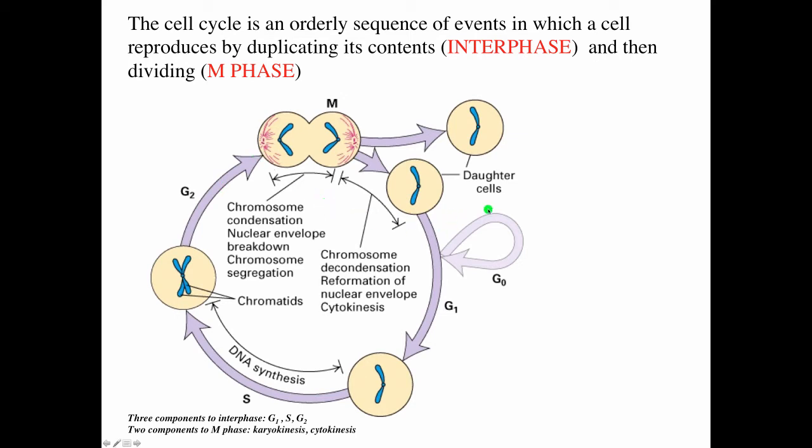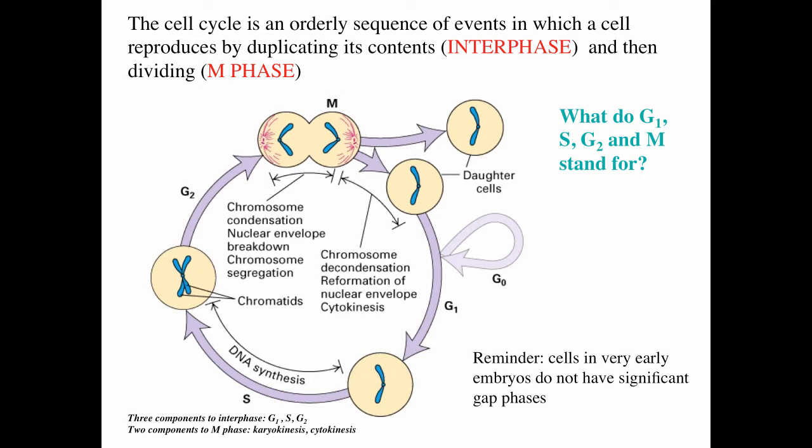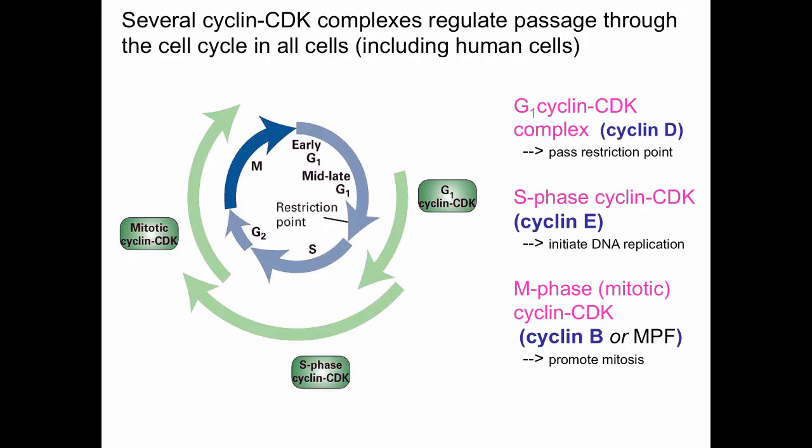And then we talk, of course, about a G0 phase where cells have differentiated and have taken themselves out of the cell cycle. Cells in very early embryos don't have significant or protracted gap phases, so the cell cycles in early embryos pretty well progress rapidly through DNA synthesis and cell division.